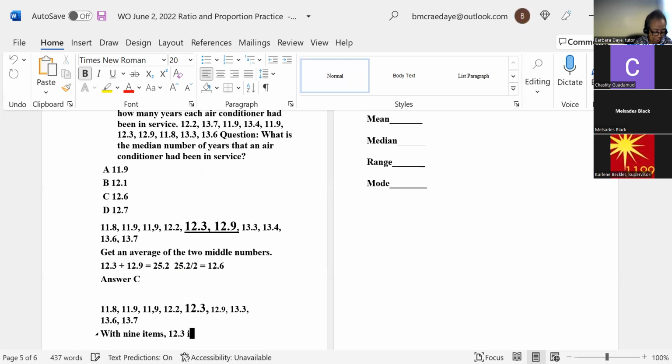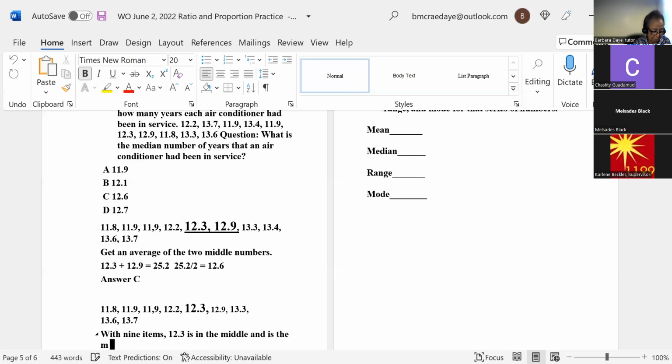12.3 is in the middle. No averaging two numbers. You just pick out the number that falls right in the middle. So 12.3 is in the middle and is the median. So now you know how to find the median, whether you have an odd number of items or an even number of items.